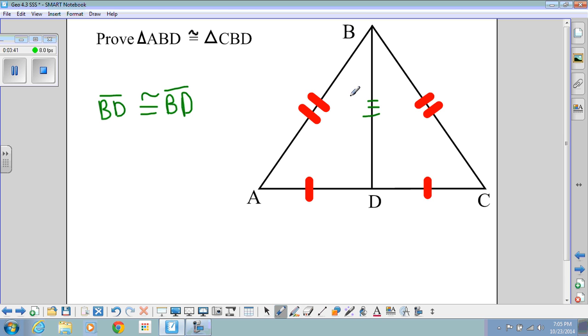So once we have all three of those sides, then we can say, well, triangle ABD is congruent to triangle CBD, and we know that because of the side, side, side congruence postulate. And you can just mark that with SSS. So we're going to be doing more proofs with congruent triangles, but now we've got a shortcut way to prove triangles congruent with side, side, side.